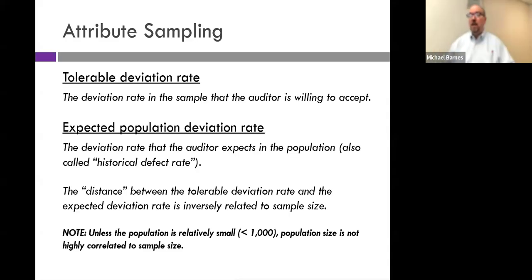So let's say that I have a 5% tolerable deviation rate and I have a 2% historical defect rate. If I increase my tolerable deviation rate, that distance becomes greater. That means my sample size becomes smaller, all right? Same is true if I decrease my expected population deviation rate, my distance becomes greater.